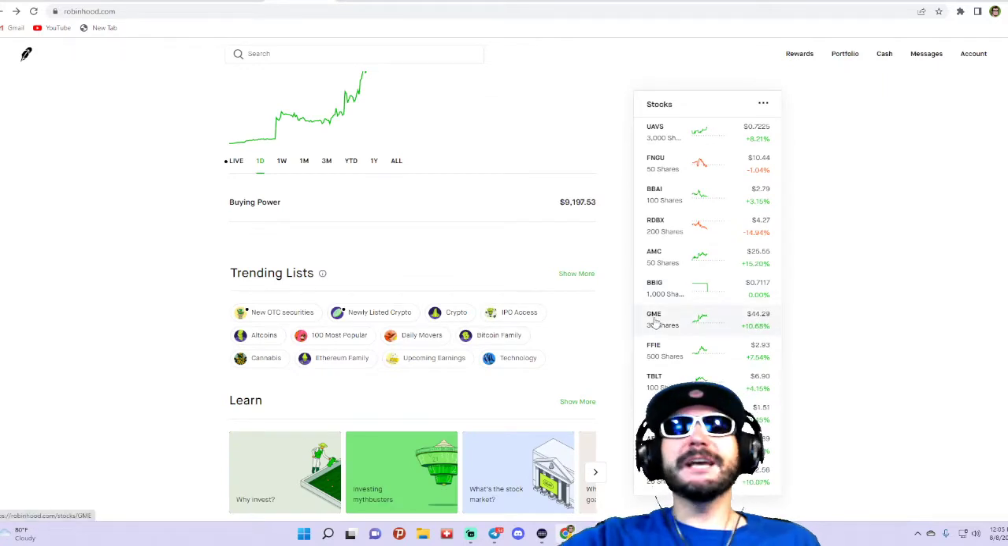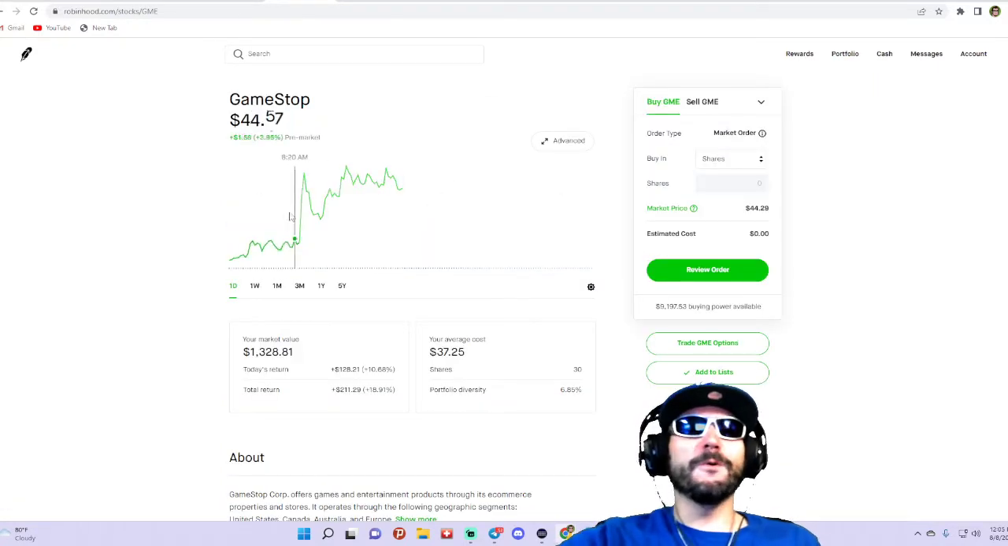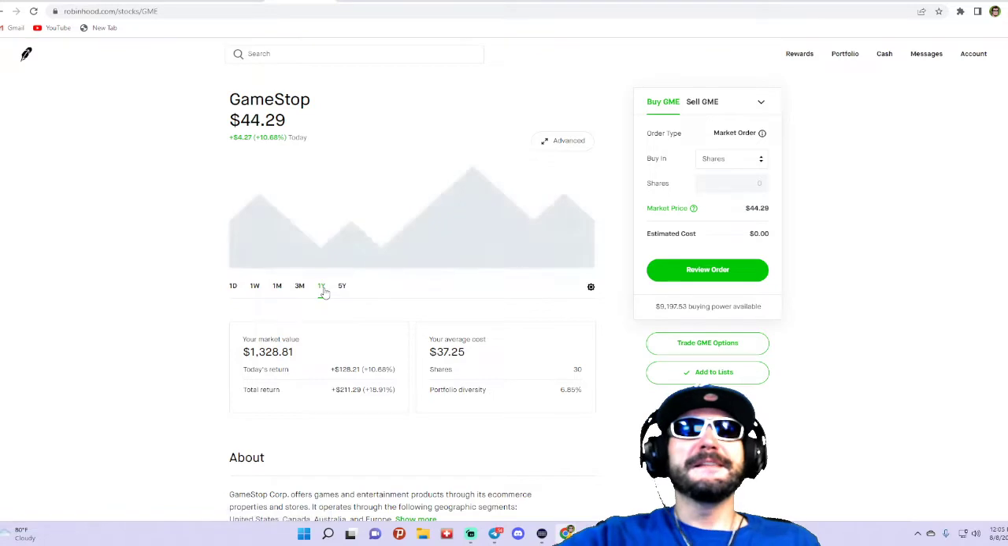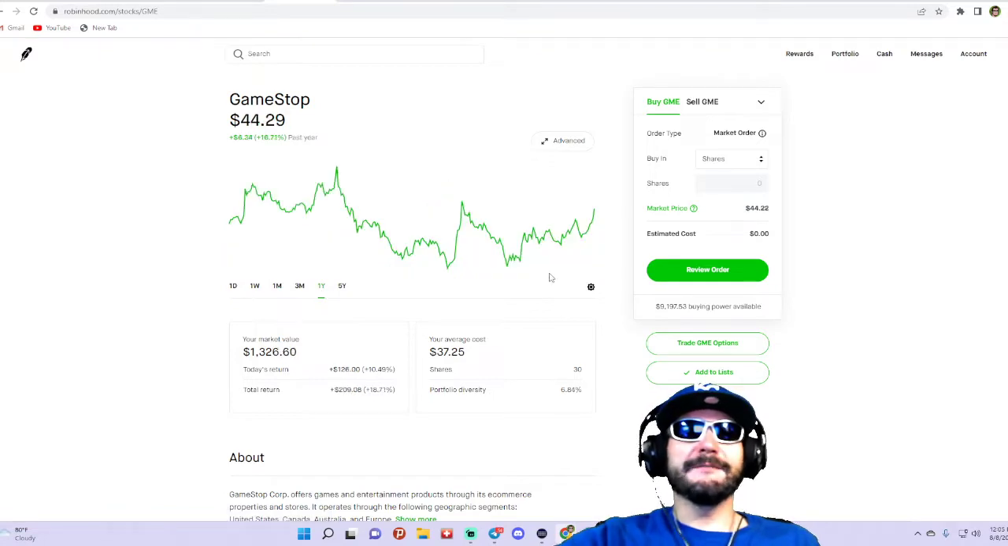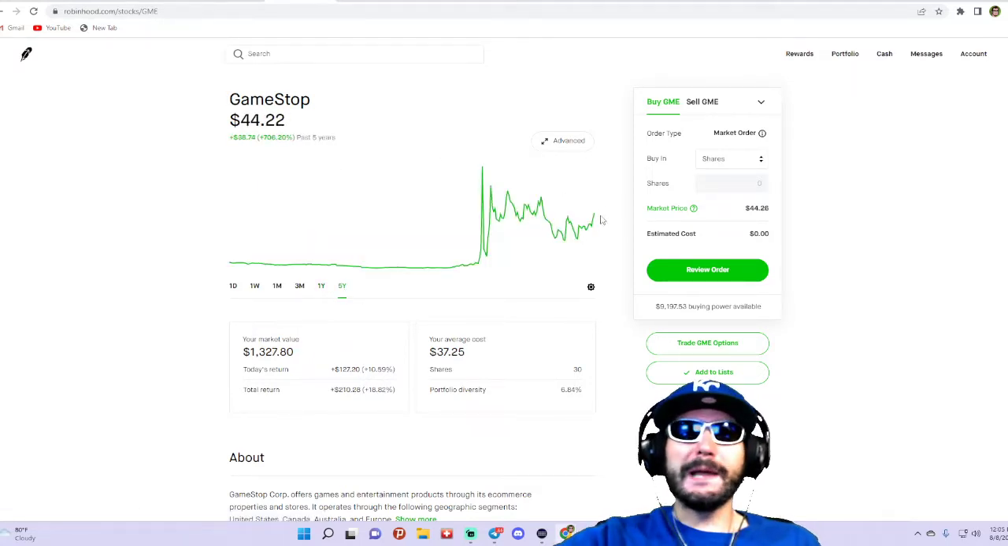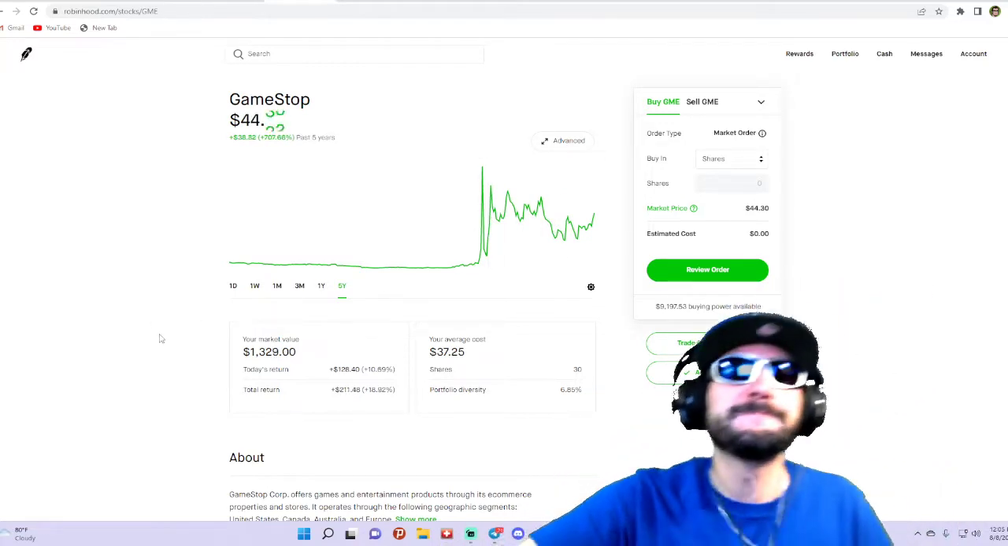We got GME, another meme stock here that I got into, riding the wave. Got it at $37. It's at $44 now. Again, I'm probably taking some profits here soon. Maybe not all the way out. Not going to completely get out of this, but man, this chart is just looking weird. Just weird. I mean, this is crazy looking.